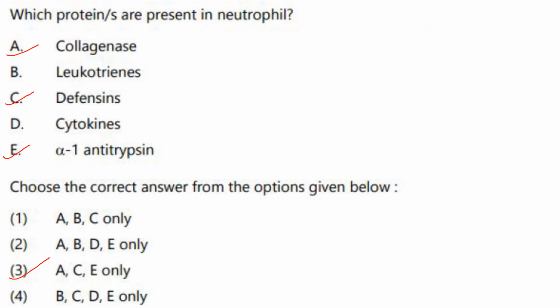Which proteins are present in neutrophil? Out of these, collagenase is present, leukotrienes not present, defensins is present, cytokines are not present, alpha 1 antitrypsin is also present. So A, C, E only. Answer is option 3.